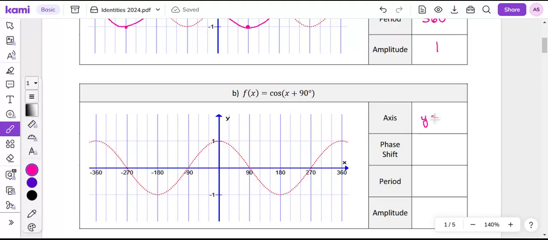Okay, so what do we got? We got our axis. Nothing's changed. Phase shift, left 90. Nothing changes the period. Nothing's changing the amplitude. So it's our basic cosine function, but our first maximum where we start is just left 90. And then period's 360. Halfway in between those, we get a minimum. And then halfway in between max and mins, we come back to the axis.